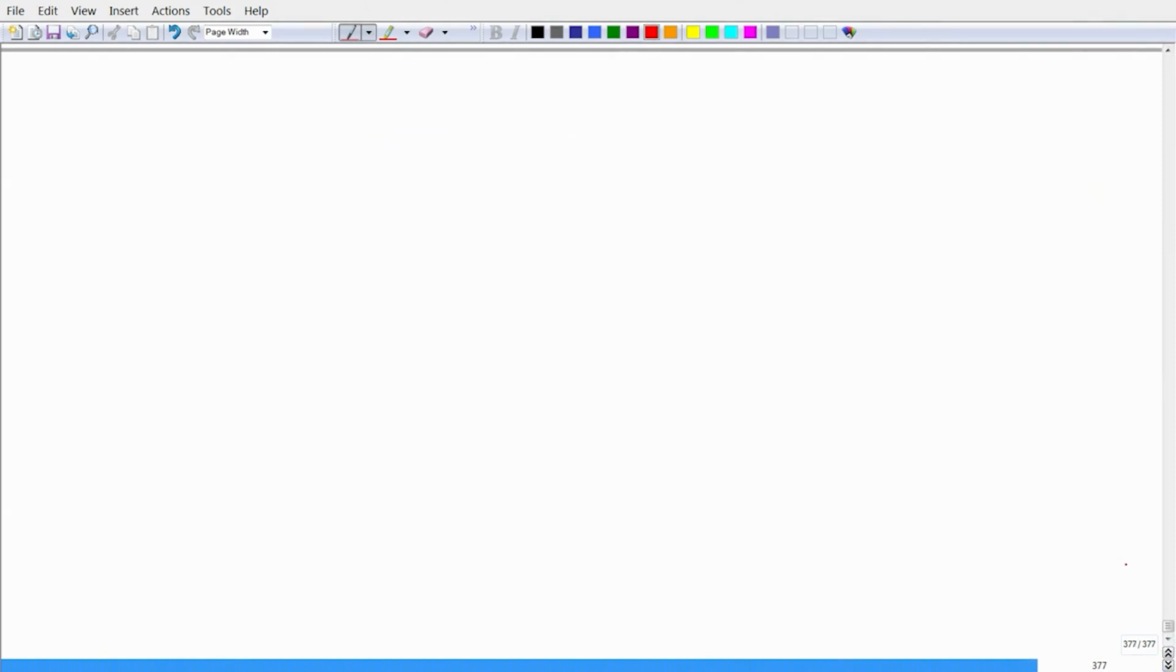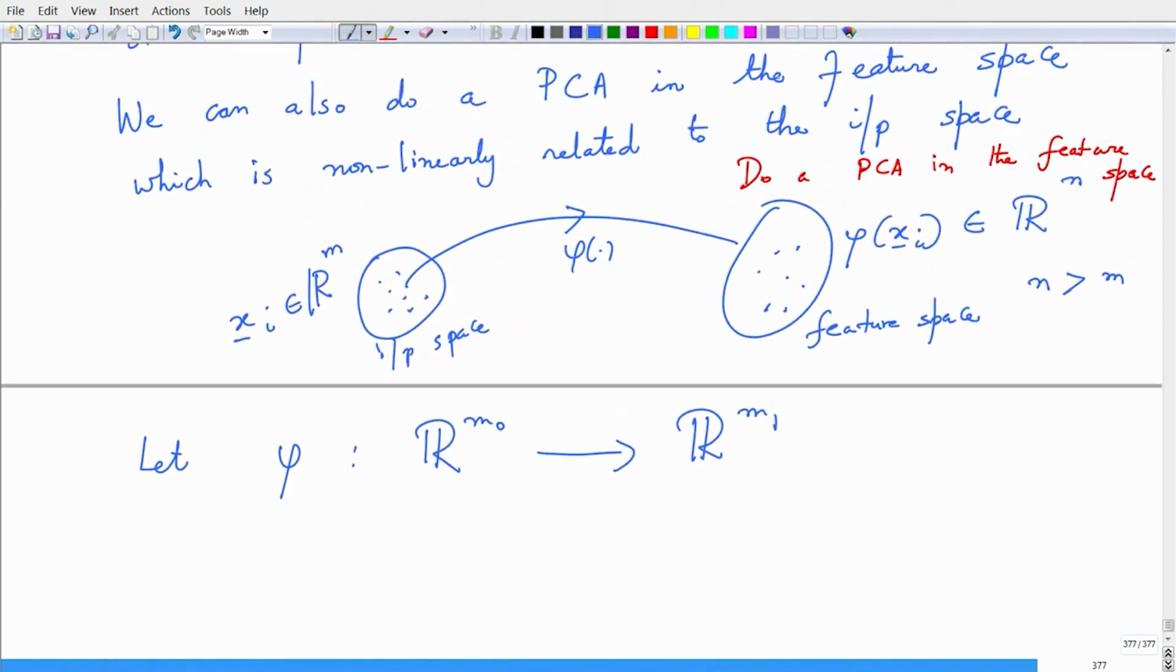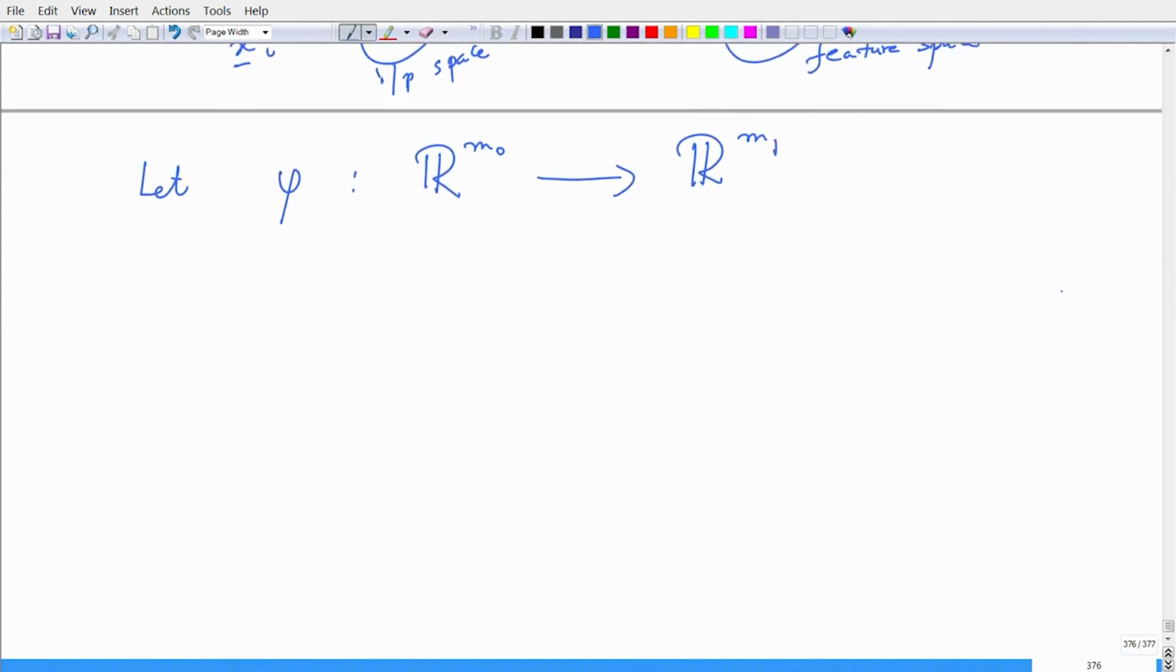So, let us set up some details here. Let phi be this transformation from R^m0 to R^m1. So, I am changing my notations here, maybe I can make this consistent. I instead of m make this m naught and n I make this m1. Okay. So, that settles this on the last slide.